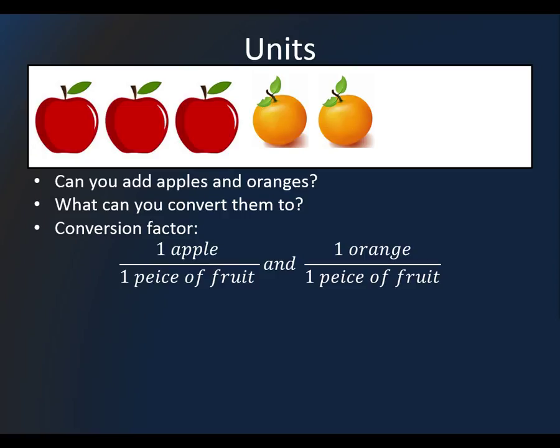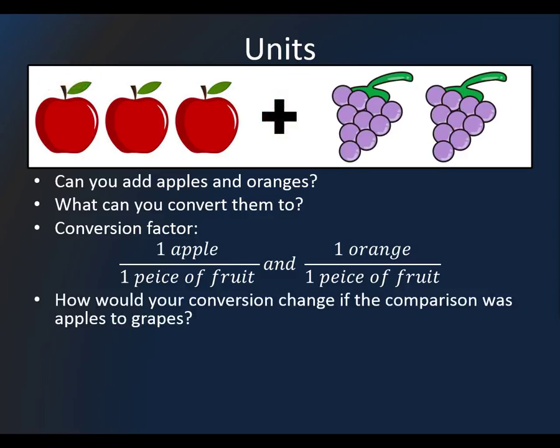Which means, if I count all of my pieces of fruit, I have 5 pieces of fruit, and we've successfully added apples and oranges. But that's easy fruit. Let's complicate things. Instead of oranges, let's look at grapes. In this case now, we want to add 3 apples to 2 bunches of grapes.